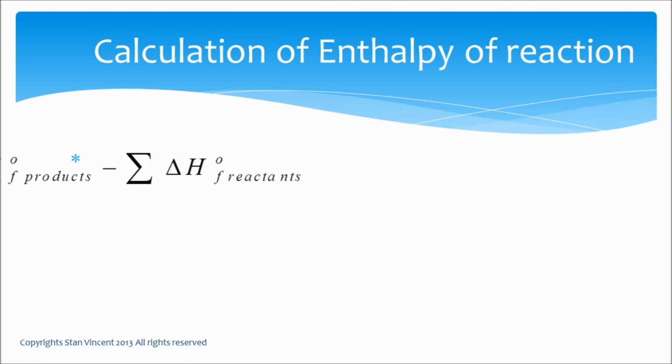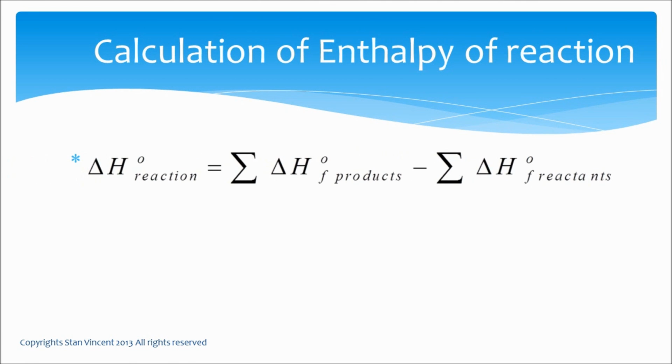Calculation of enthalpy of reaction. We had seen this equation earlier. Once again, delta H0 reaction is equal to the sum of the enthalpy of products minus the sum of the enthalpy of reactants.